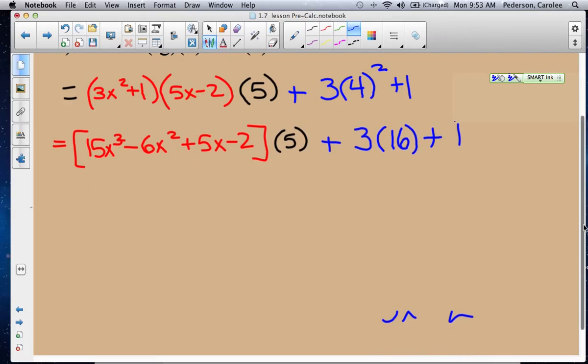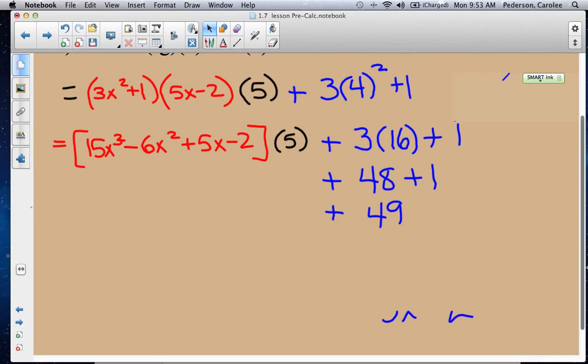We're almost done with the blue, so let's just continue with that one. 3 times 16, 48, plus 1, 49. All right, now let's come back to the red and the black.